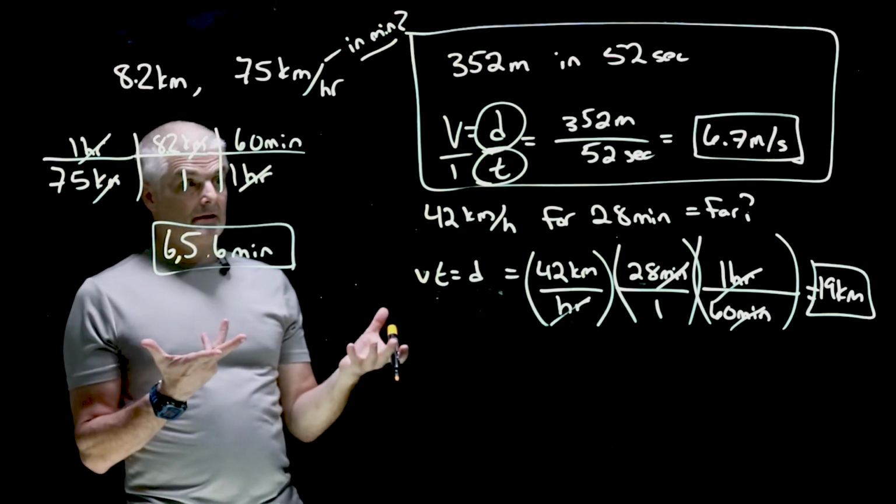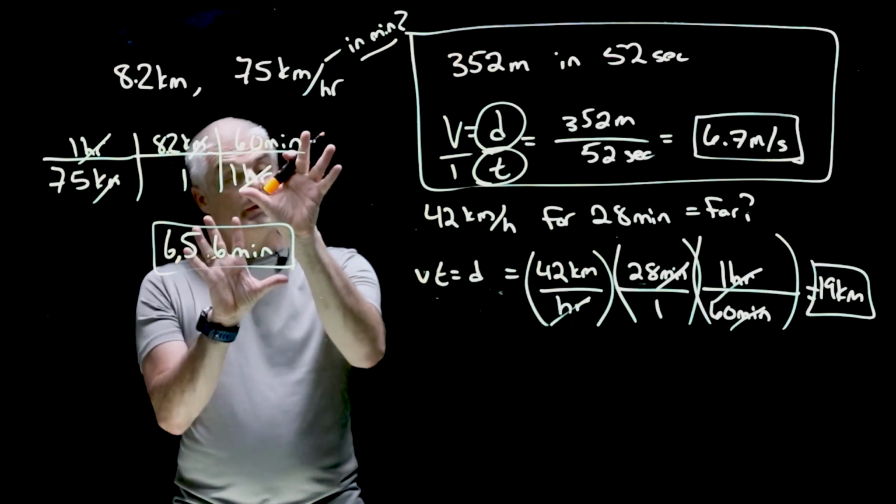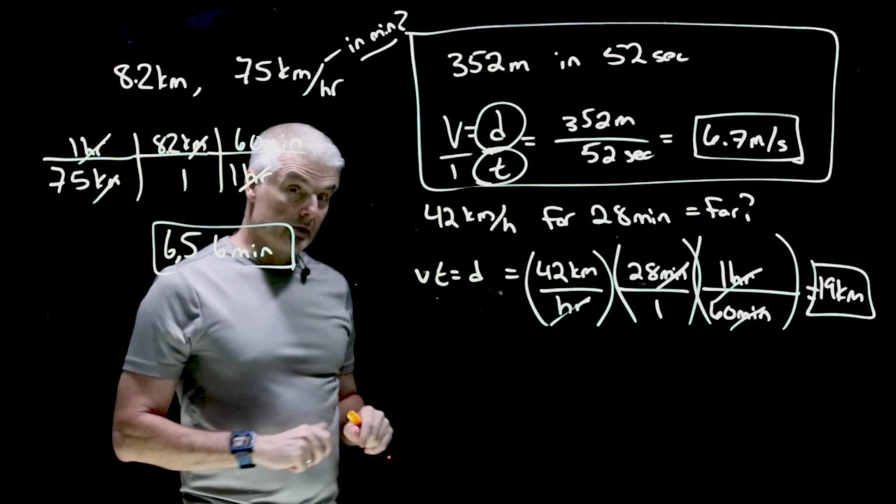So speed's a really simple idea. Folks, v equals d over t. Solve for v, d, or t. You may have to do some unit conversions, but crazy simple.